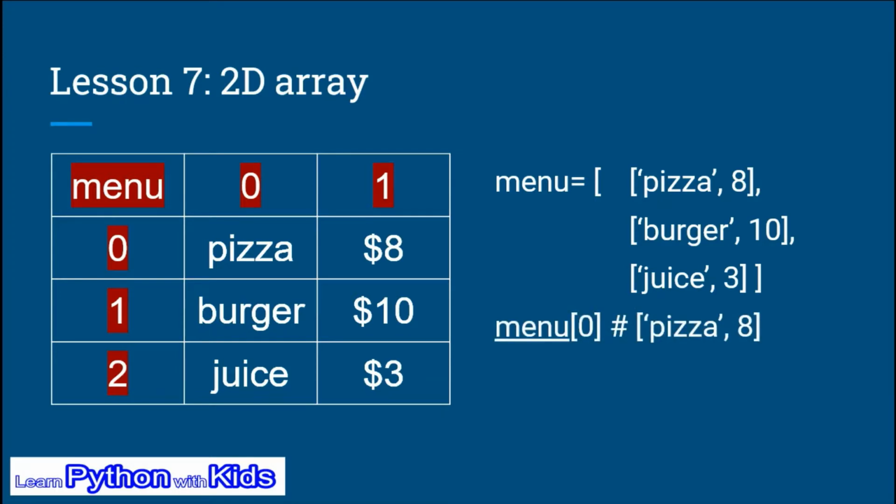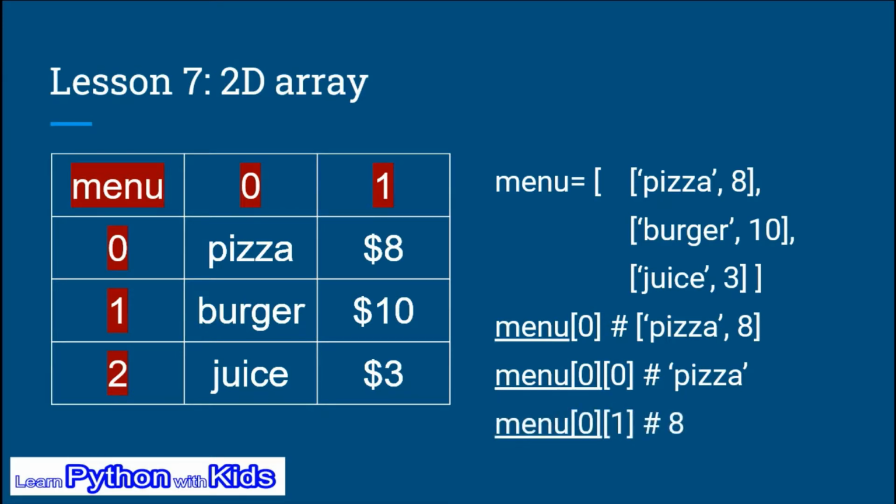Menu index 0 is the pizza array with name and price. For menu index 0, we can add another square bracket with index 0, which will get the pizza string out of the pizza array. The same for menu index 0, the index 1 of the next dimension will give us price 8. So the 2D or 2-dimensional array is just array inside an array. They share the same array concepts. Let's try the code.